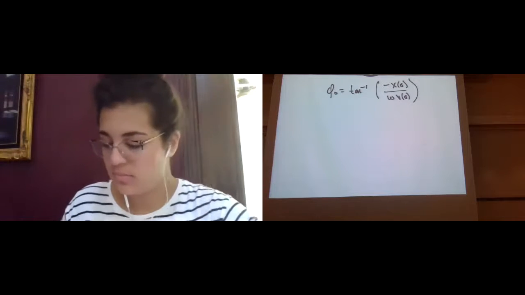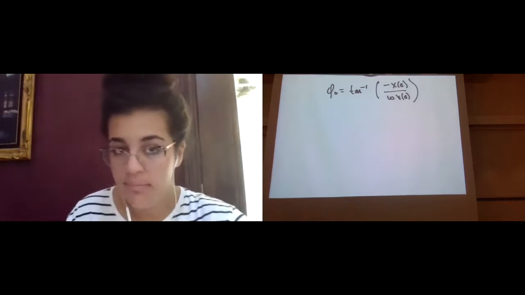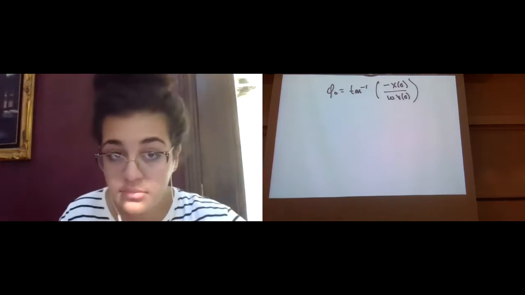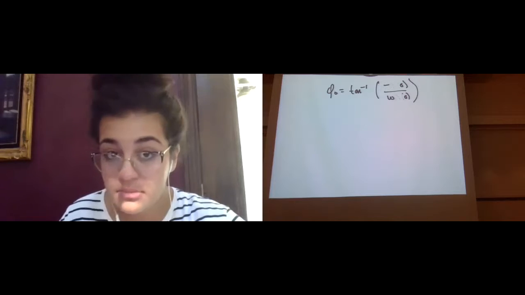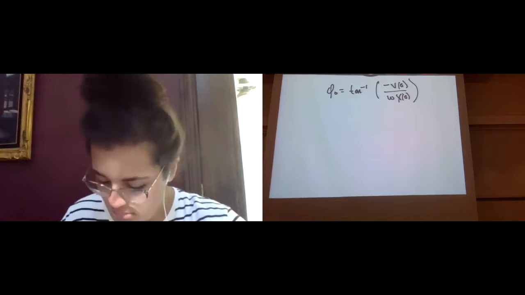These 2 things have to be true. Once I know these, then I can fully specify the motion. Oops. Sorry about that. I got those backwards. Should be V0 here, X0 here. Sorry about that. There we go. And my units didn't look right.